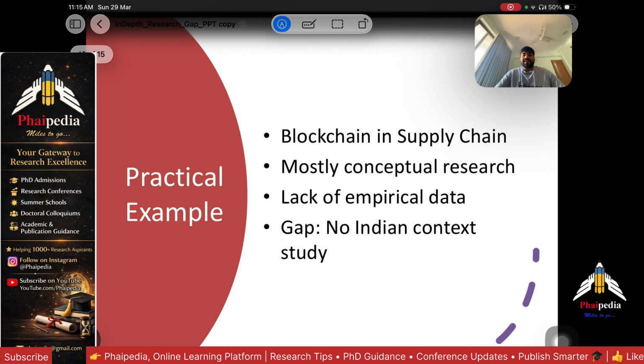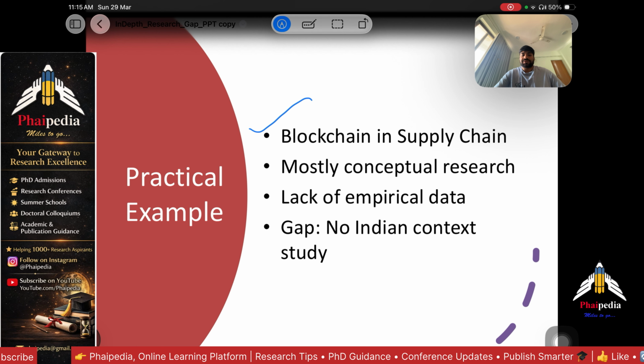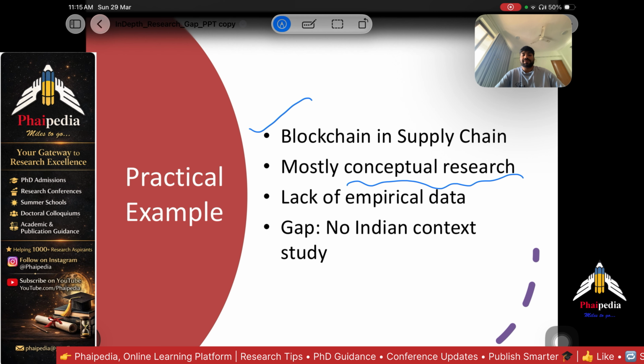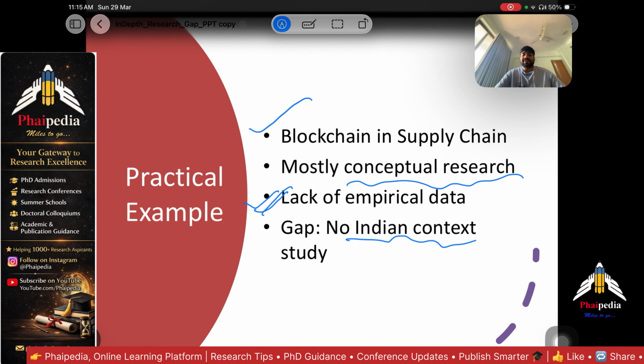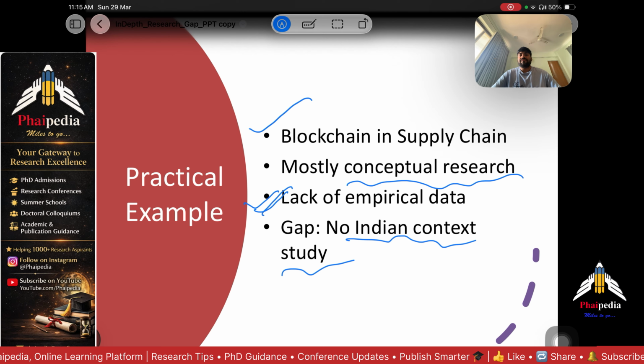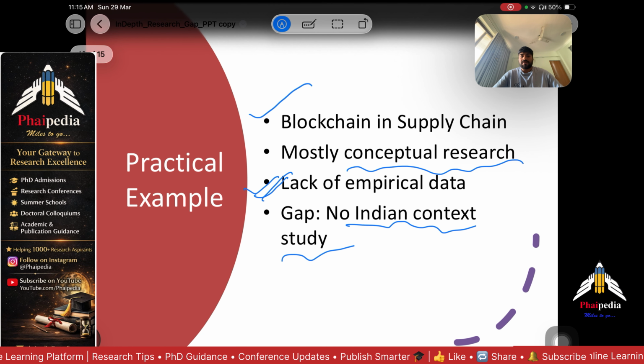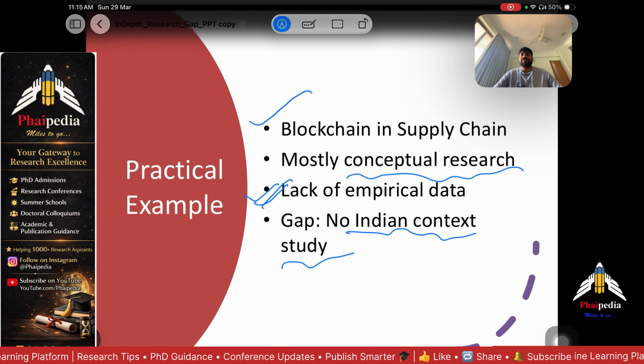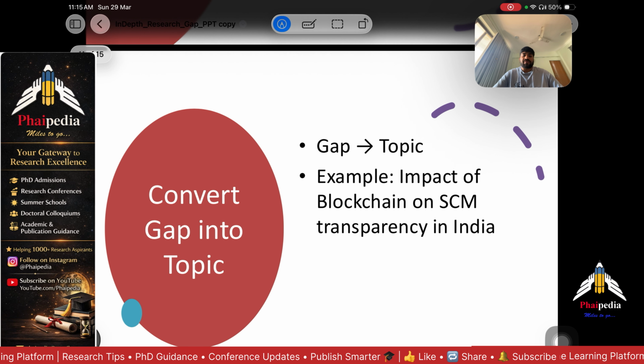Also, a practical example: blockchain and supply chain. Mostly it is conceptual research, lacking empirical data, and the gap is that there is no Indian context study, so we can do the study in the particular Indian context. This is the basic overview I am telling you. At this time it is very hard to publish a paper because a paper requires quality and also very deep understanding and knowledge of that particular area. So read many more research articles. Please read.